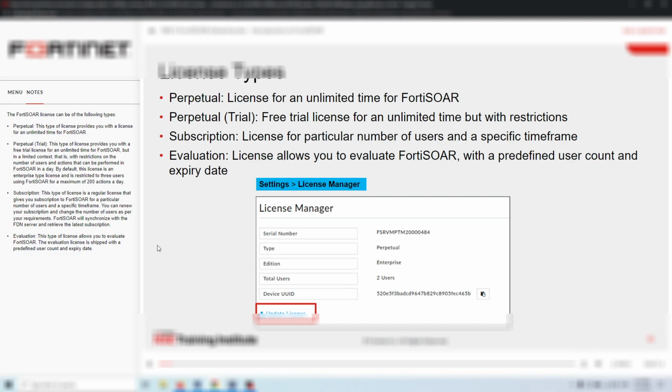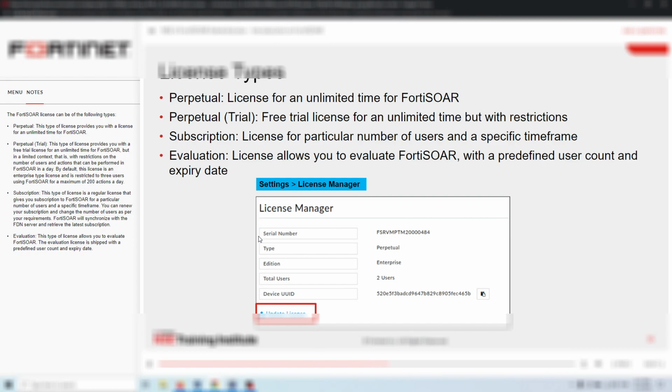The FortiSOAR license can be of the following types. Perpetual. This type of license provides you with a license for an unlimited time for FortiSOAR. Perpetual trial. This type of license provides you with a free trial license for an unlimited time for FortiSOAR, but in a limited context. That is, with restrictions on the number of users and actions that can be performed in FortiSOAR in a day. By default, this license is an enterprise-type license and is restricted to 3 users using FortiSOAR for a maximum of 200 actions a day.